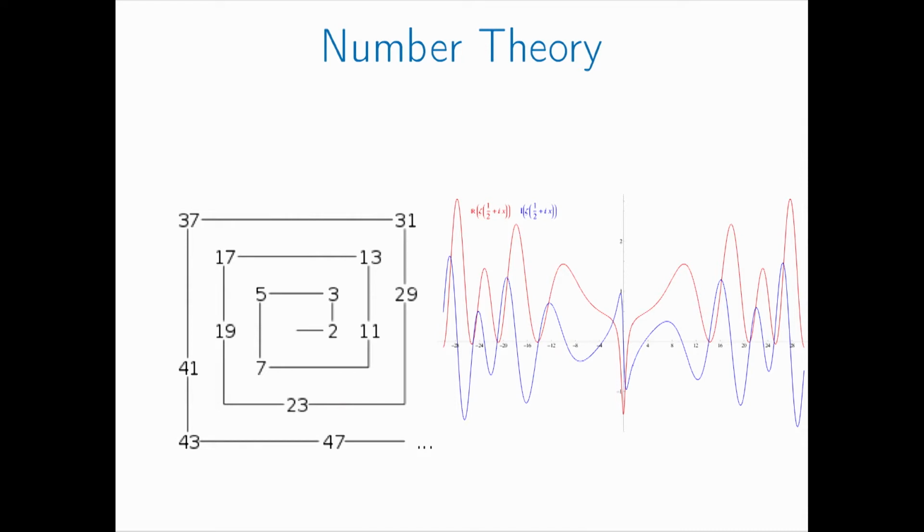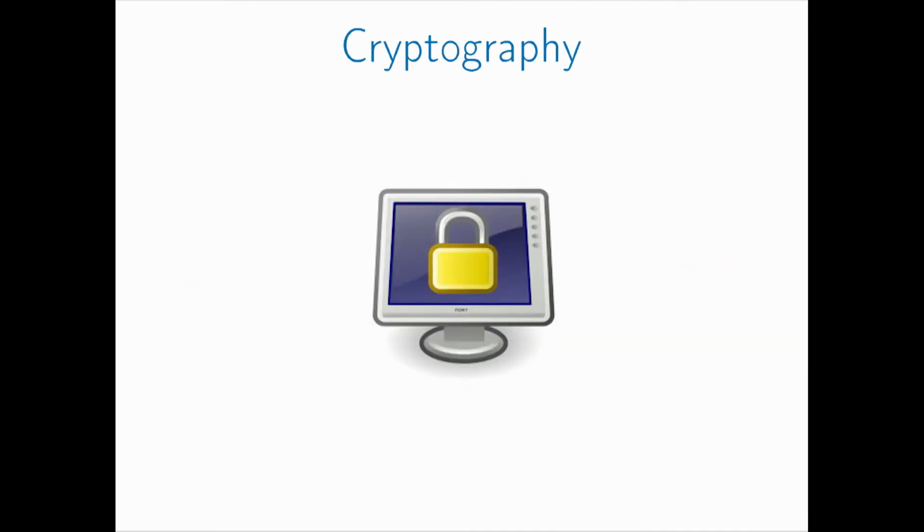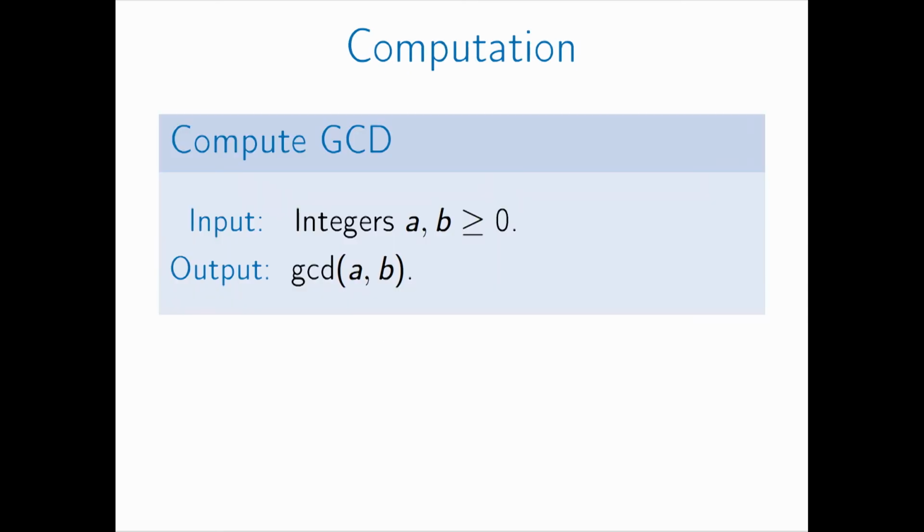And because it's so important in number theory, being able to compute GCDs is actually very important in cryptography. The fact that you can perform secure online banking is in part due to the fact that we can efficiently compute GCDs of numbers in order for our cryptographic algorithms to work. So, because of this importance, we're going to want to be able to compute GCDs. So we'd like an algorithm that, given two integers, a and b, at least 0, can compute the GCD of a and b.